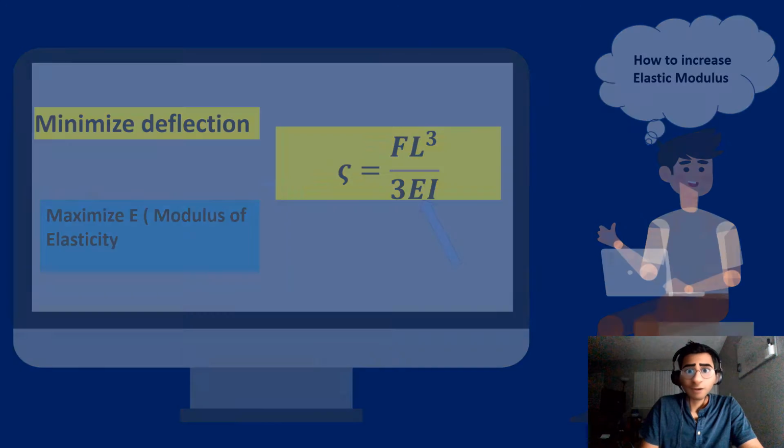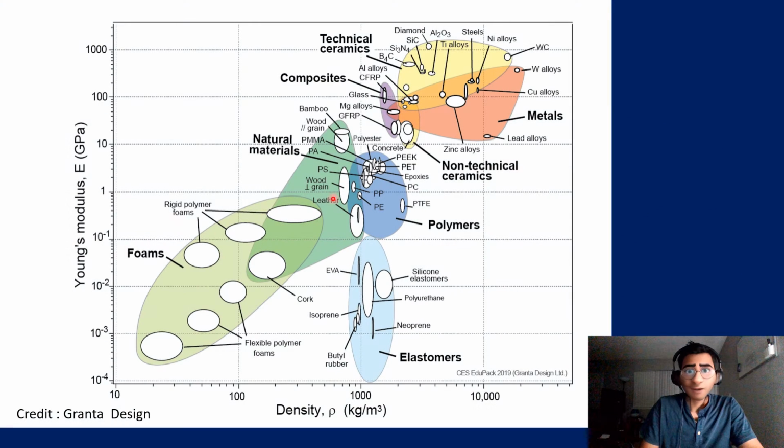The plots shown here are called Ashby plots. There is a software, GrantaDesign. As a student, you might find a student version which is free. These charts you can also find on Google Images. It's by GrantaDesign, and it's called Ashby plots.